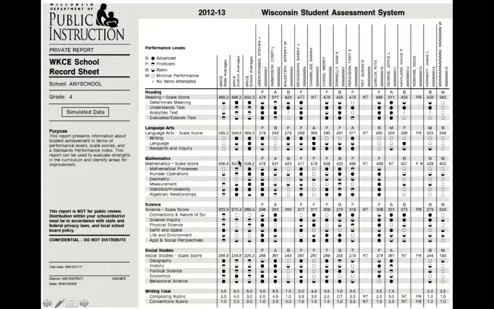Same in language arts, same in math, not so much in science actually. Science seems to be a weak area of this district. And then in social studies, you're also weaker in some areas, stronger in others, than the state averages. If you look at the writing totals, again, you don't have these proficiency things, you just have these average ratings. This is a very good district in terms of writing relative to the average of the states.